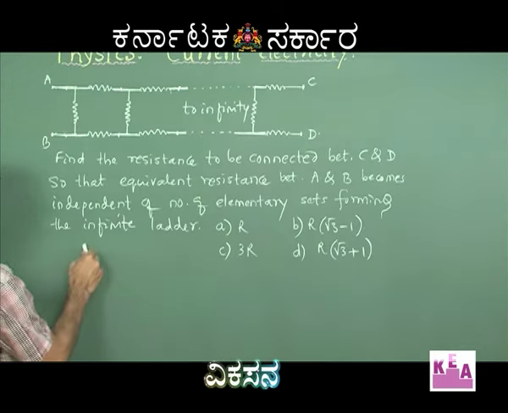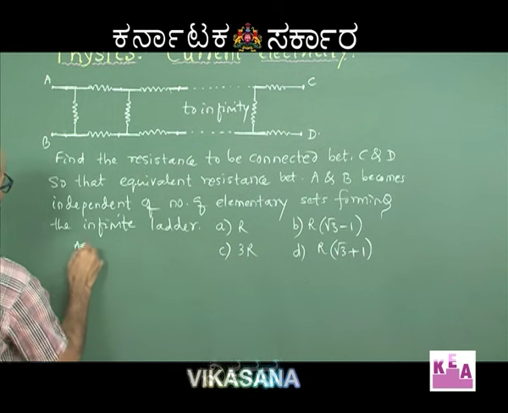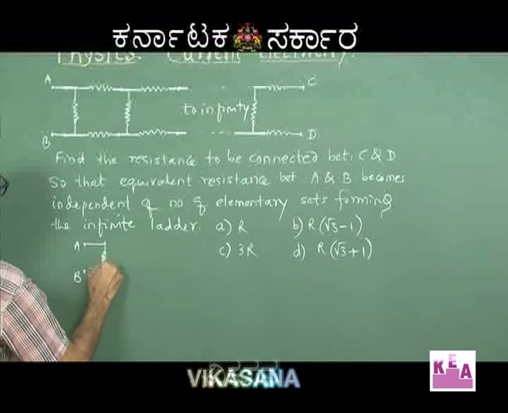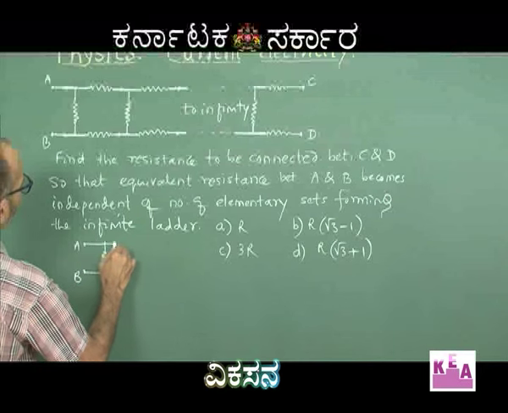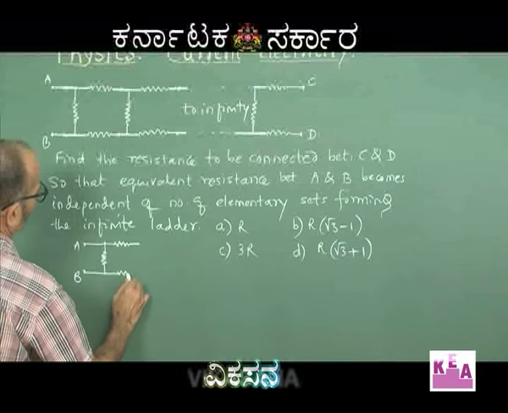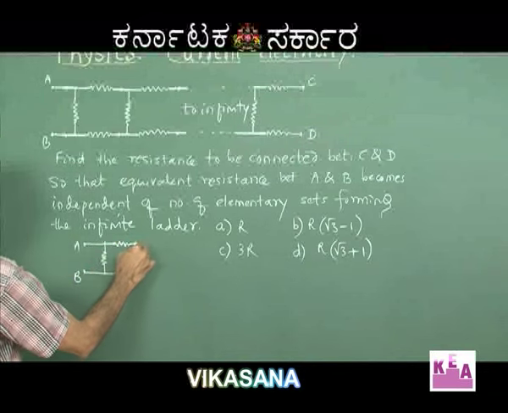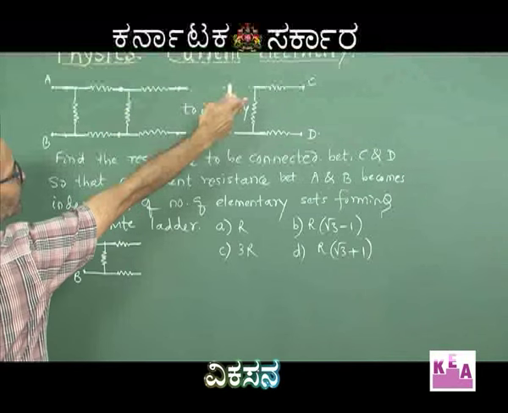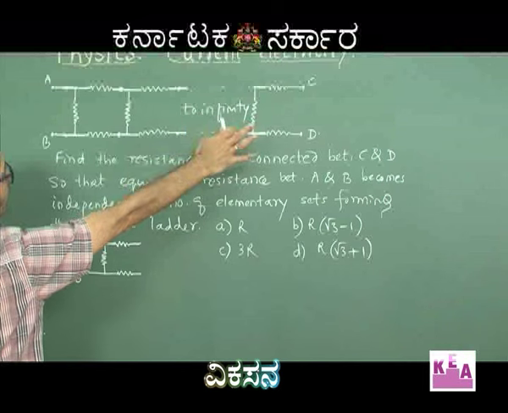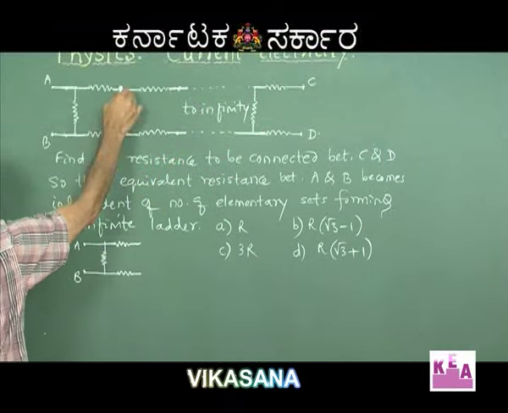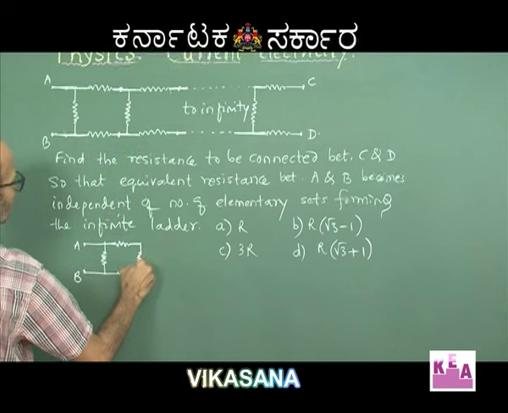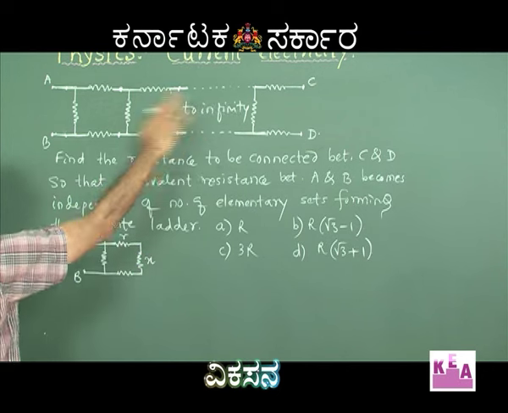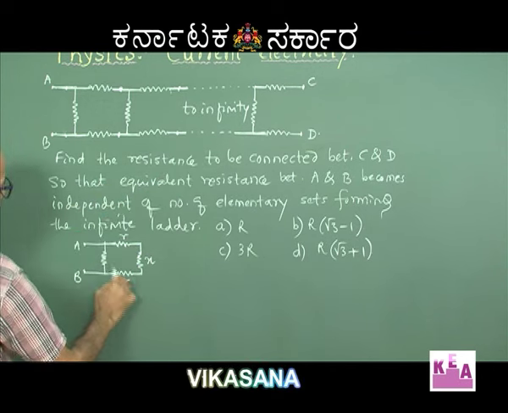So, I will just redraw the network now. See, this is your A and this is B. This is one of the elementary sets that I am trying to draw. This is that X which I am planning to connect between these 2 points. In fact, I am planning to connect it between C and D, but as I told you, it should be independent of the number of elementary sets forming the network, so I am planning to connect it here. So, this is X. And let us imagine that all the resistances forming this particular ladder are R.